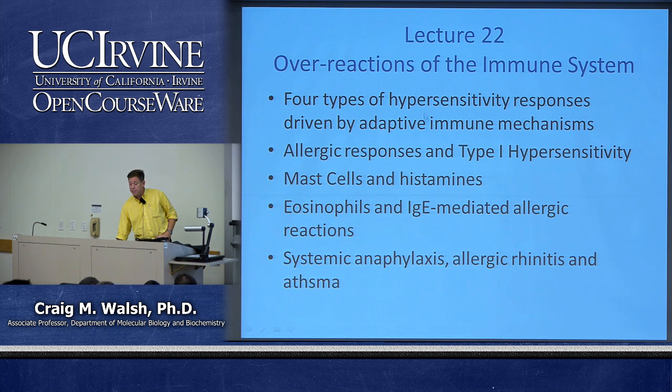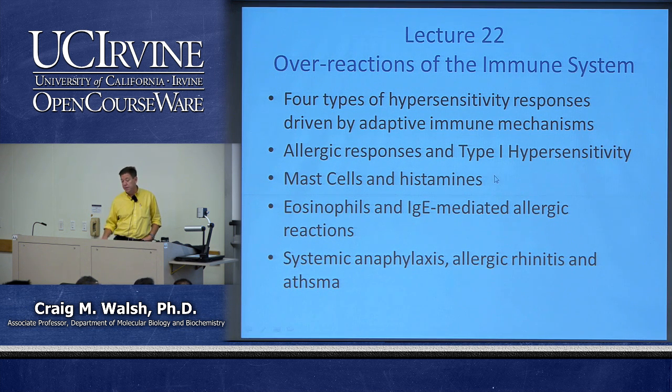So today we'll talk about this concept that there are basically 4 types of hypersensitivity responses that are driven by primarily T cells and B cells in this case, and we'll talk about some examples of the collaboration between T cells and B cells that give rise to that hyperreactivity. And today we're really focused primarily on type 1 hypersensitivity and some examples of that with respect to what you might see.